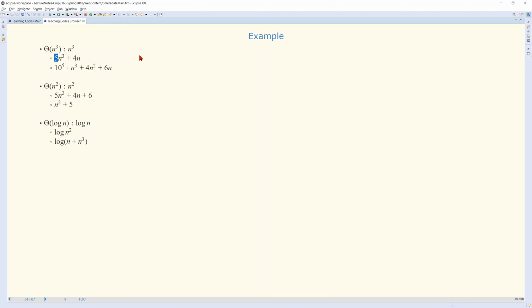If you look at theta of n squared, then again, n squared, 5n squared plus 4n plus 6, or n squared plus 5, they're all in the same group. Similarly, theta of log n would be there. Log of n squared would be in that class. Log of n plus n cube, even that one is logarithmic.